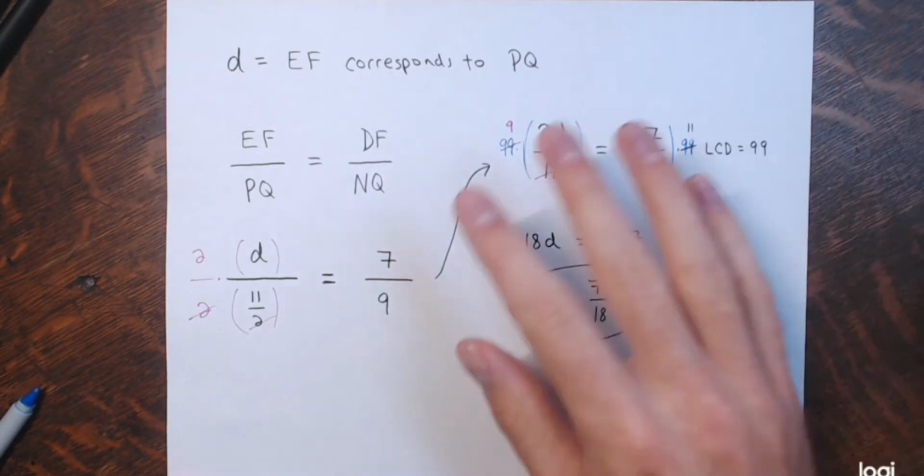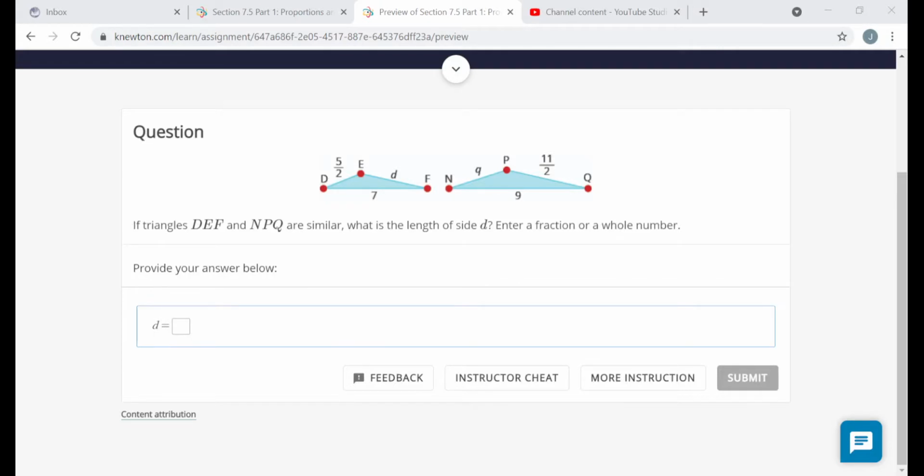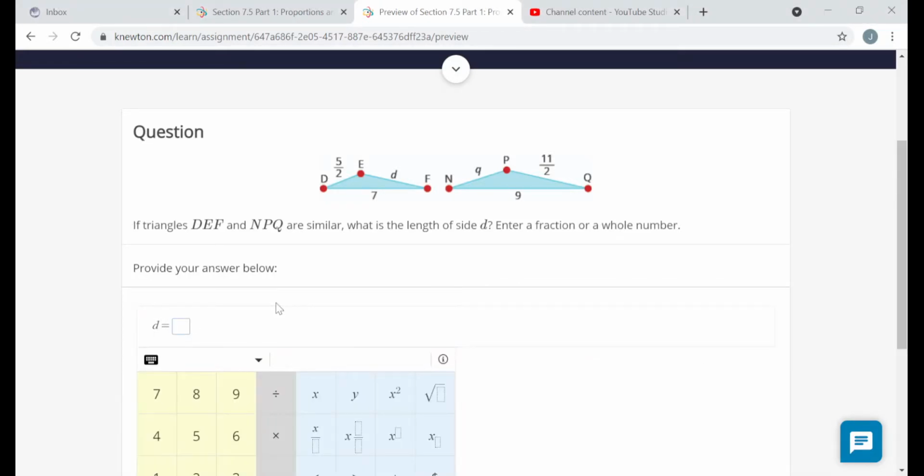Now I know you probably could see something faster. If you see anything faster than mine, that's totally valid. As long as you're doing valid, legitimate mathematical moves, go ahead and do that. I'm just doing it in a very methodical way: simplify complex fractions, multiply both sides by the LCD, and then get the variable alone. It works every single time, so that's why I'm doing it for you this way. So back here, d equals 77/18.